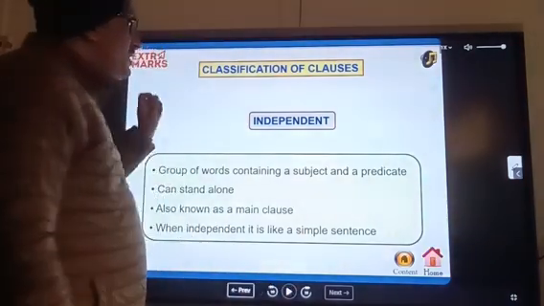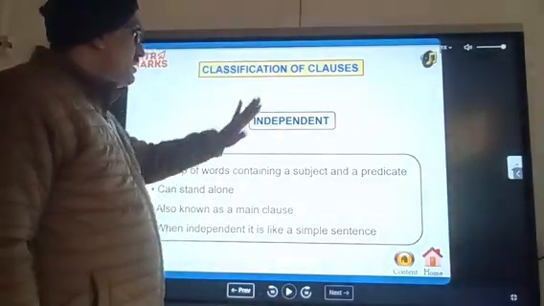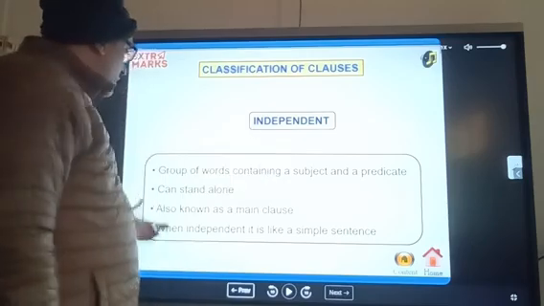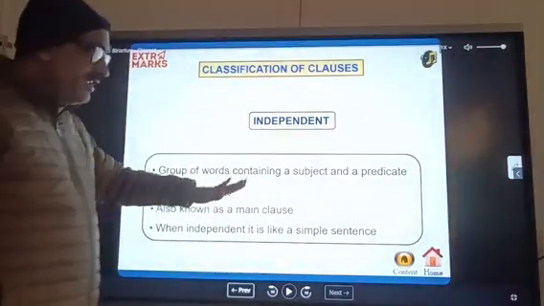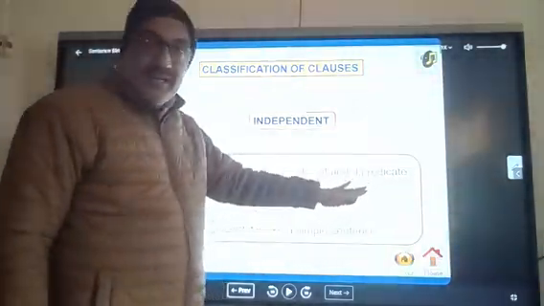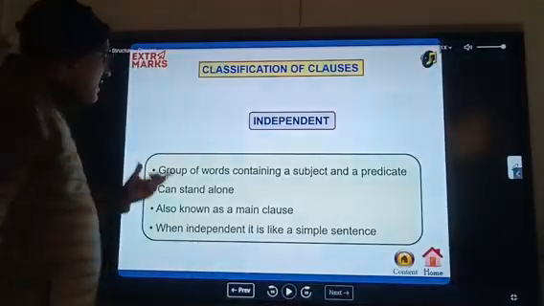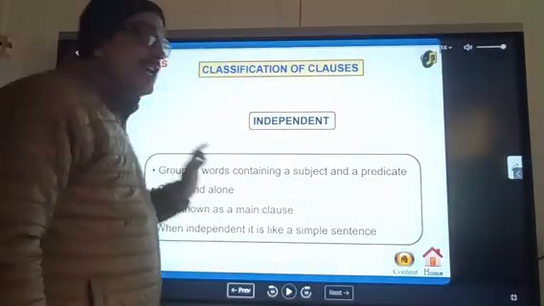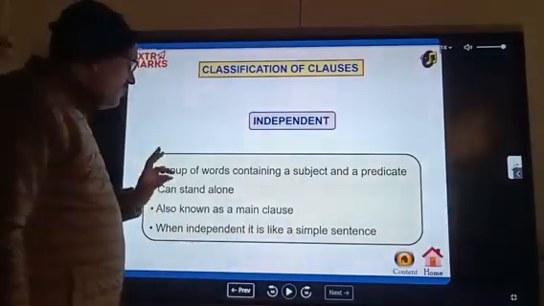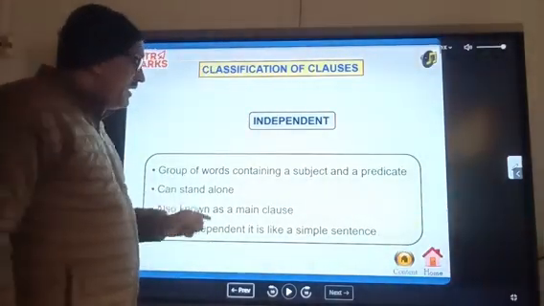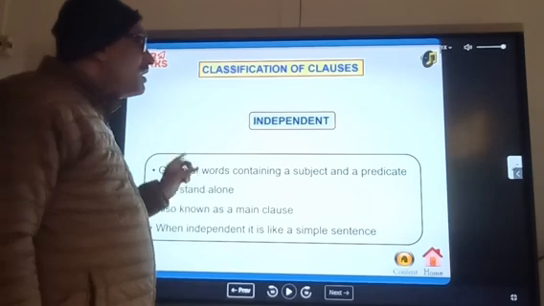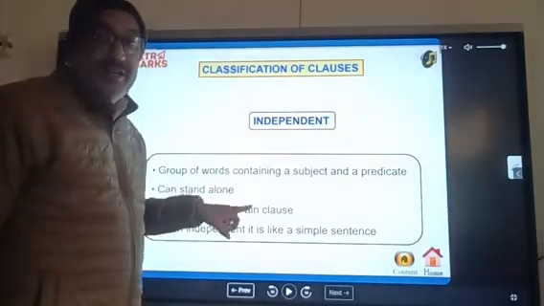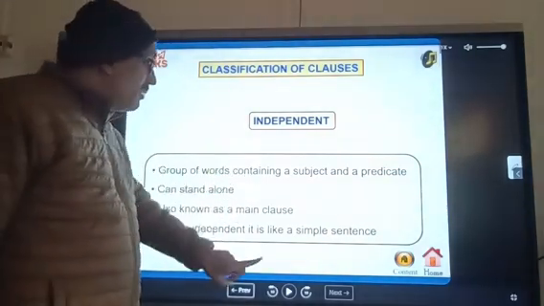This is the classification of clause. An independent clause is a group of words containing a subject and a predicate. It can stand alone. It is also known as a main clause. When independent, it is like a simple sentence.